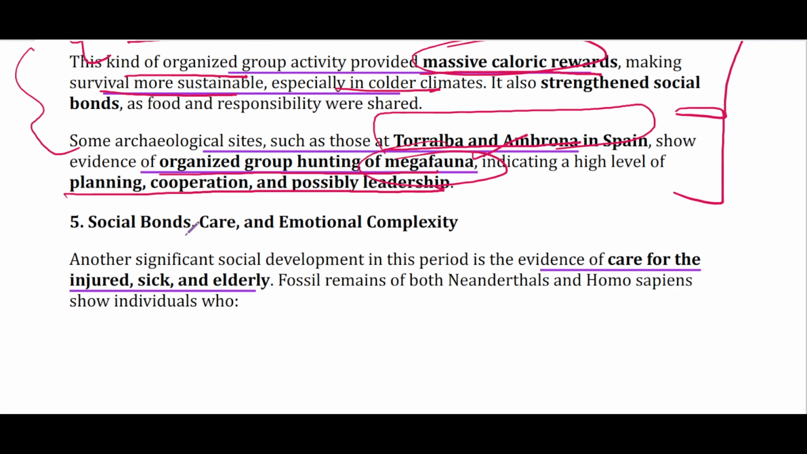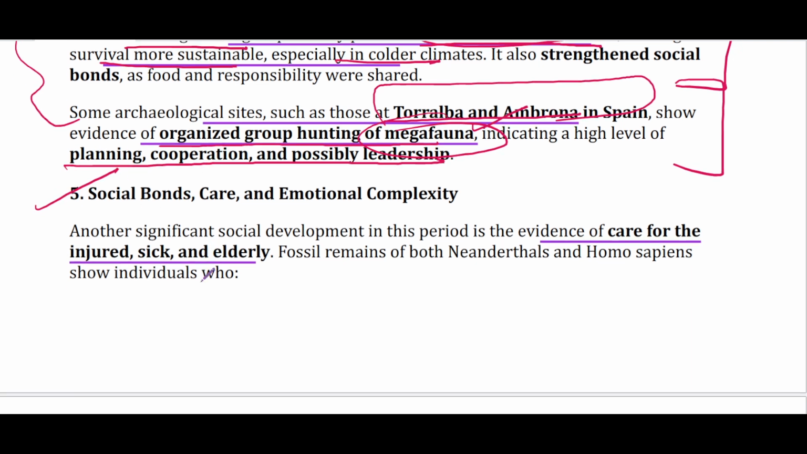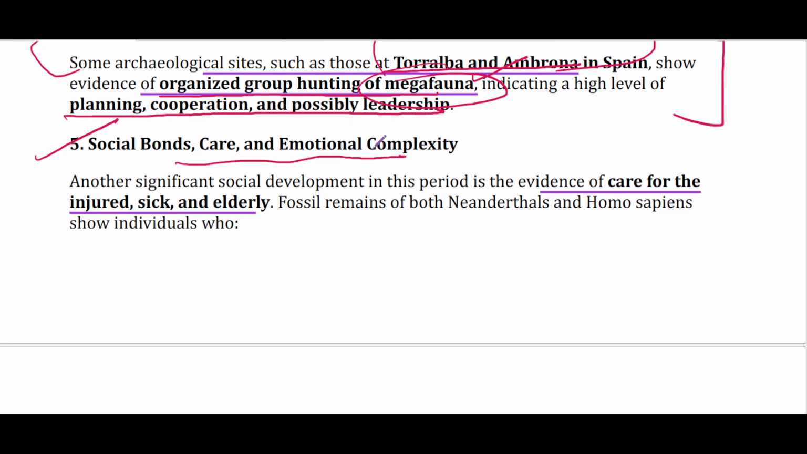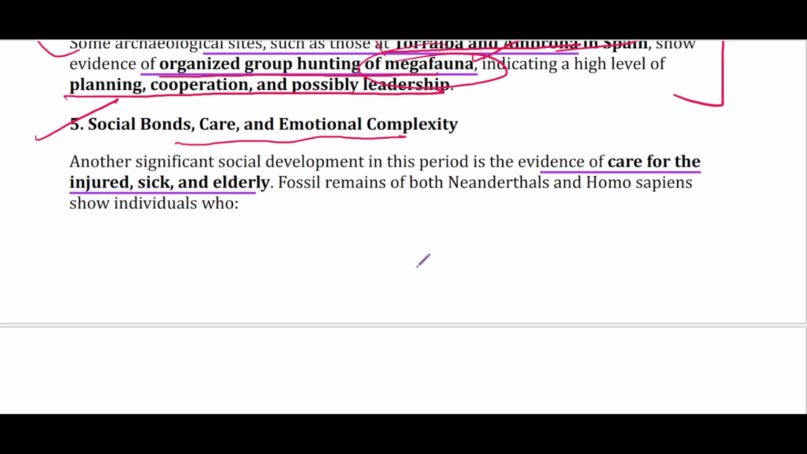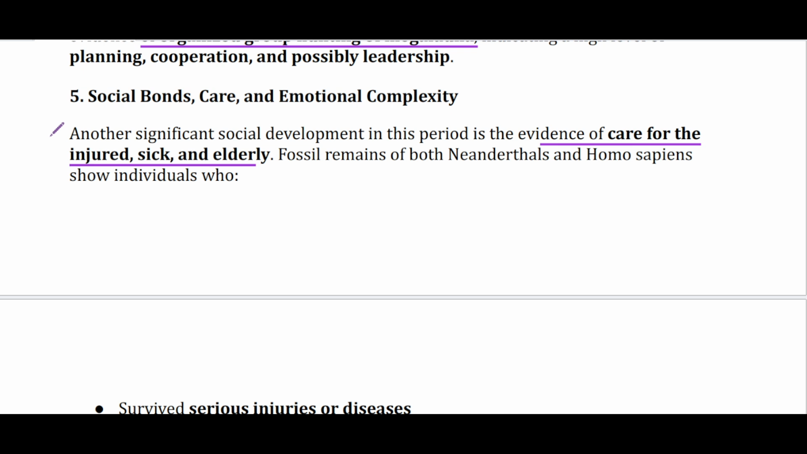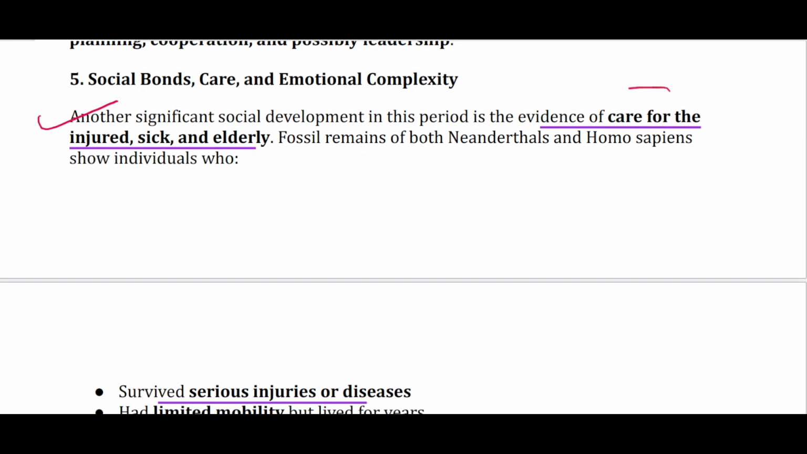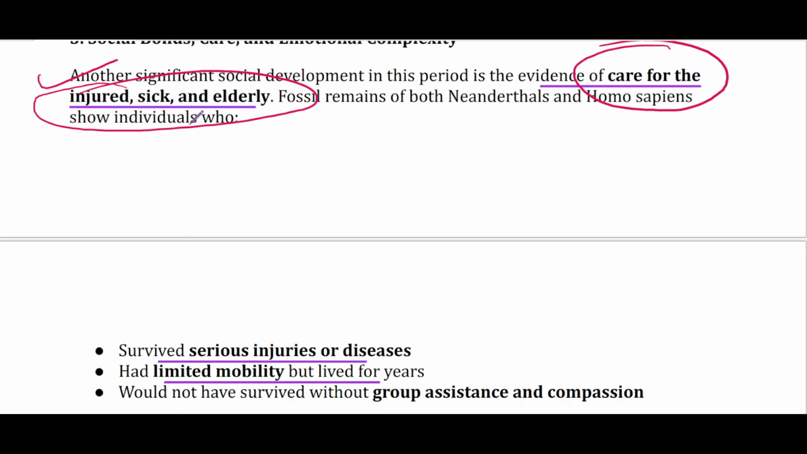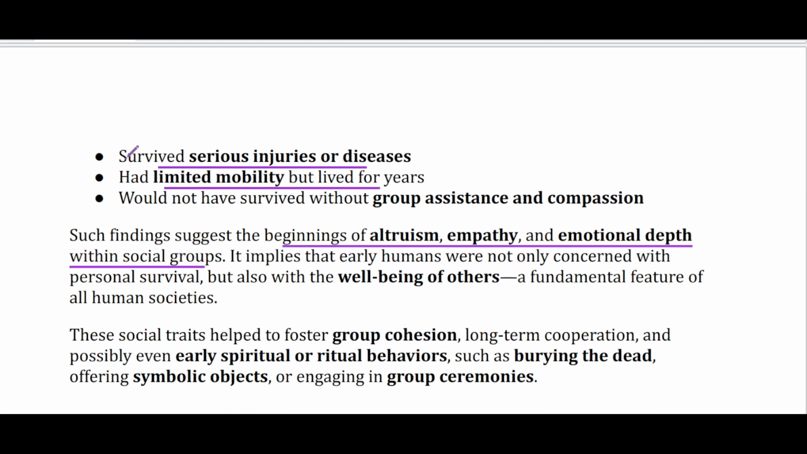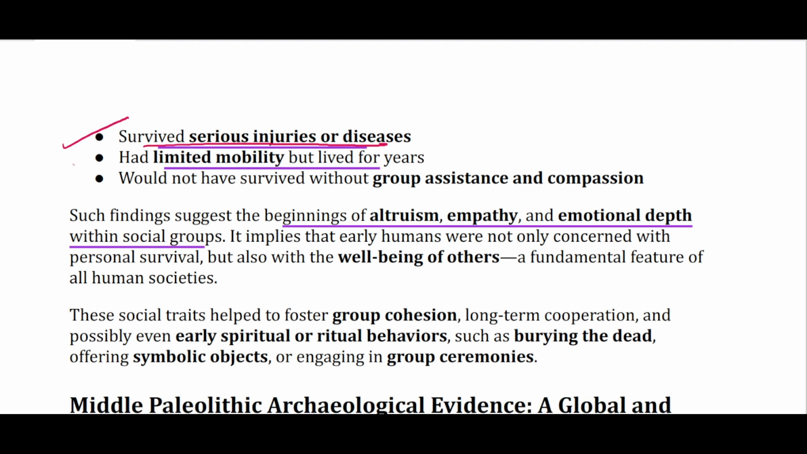and possibly leadership. Now let's move on to social bonds, care, and emotional complexity. There is a lot of evidence which suggests that both the Neanderthals and Homo sapiens cared for the injured, the sick, and the elderly. And there is evidence that some people survived serious injuries for a long time, had limited mobility, but lived for years.